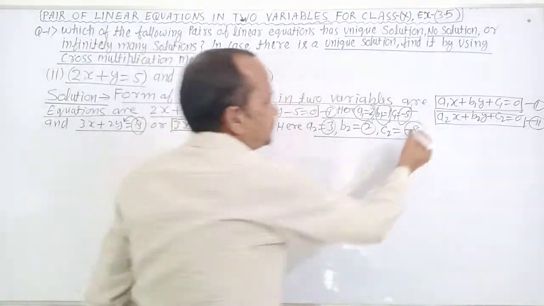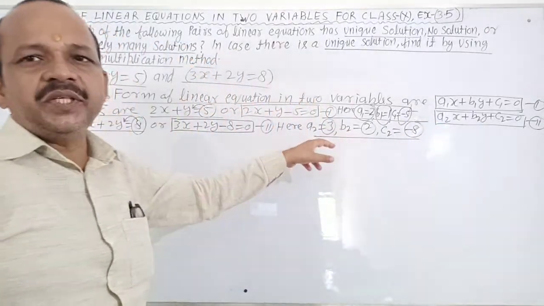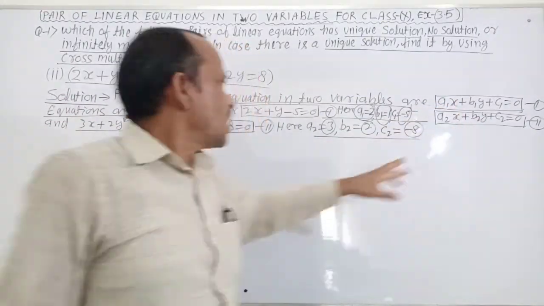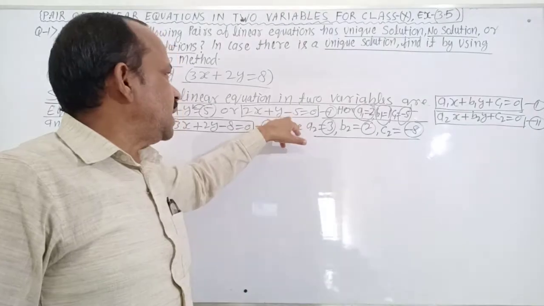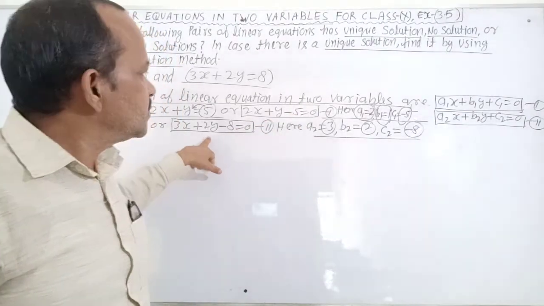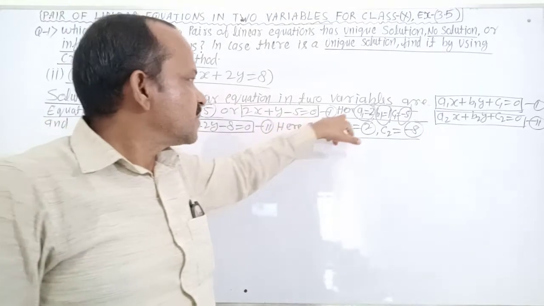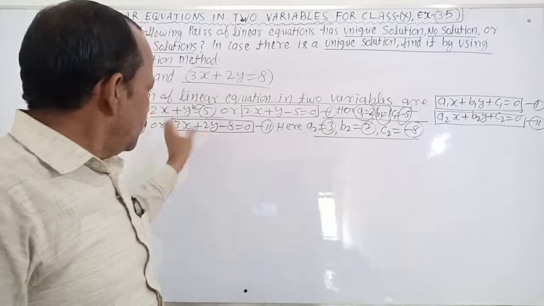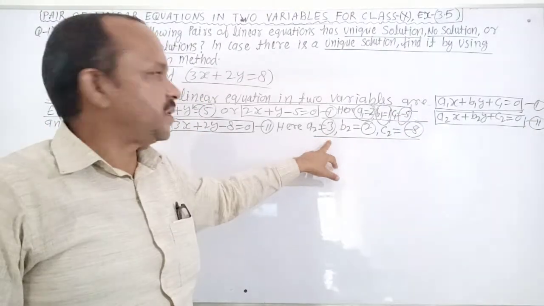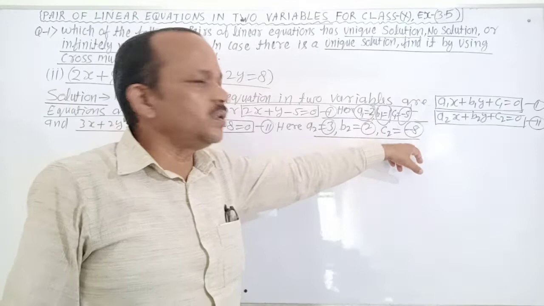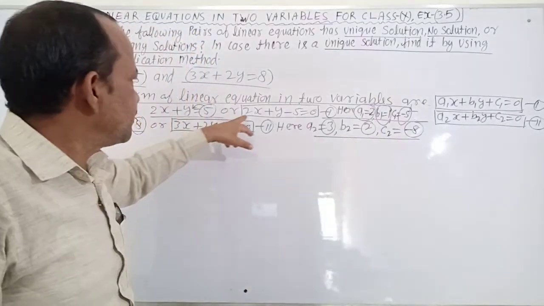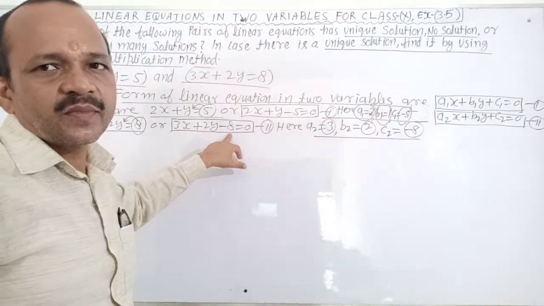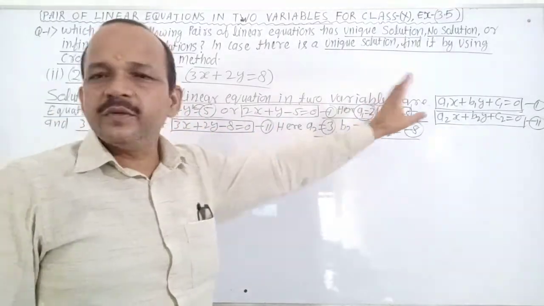It is clear? No confusion about it. It is form of pair of linear equation in two variable, and it is equation first and it is equation second. According to equation first, here a1 equal to 2, b1 equal to 1, c1 equal to minus 5. According to equation second, a2 equal to 3, b2 equal to 2, c2 equal to minus 8. Clear? Here a1 b1 c1, here a2 b2 c2. It is clear? No confusion about it?